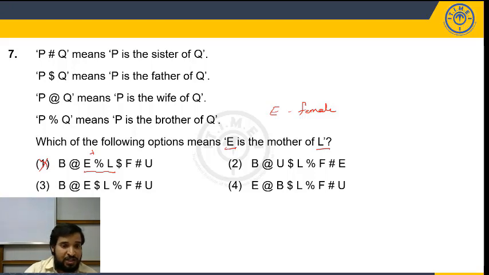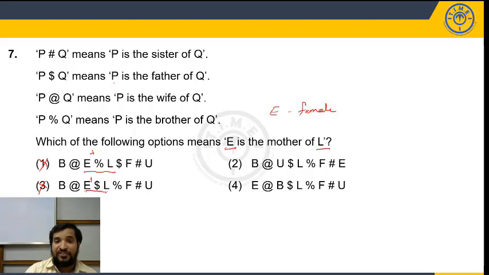In the third option, E dollar L. Dollar means P is the father of Q. That means E is the father of L. Again, in this case, I am getting E as a father, which means he is a male person. But as per the given statement, E should be the mother of L. So I can eliminate choice 3 also. Now, the answer is among choice 2 or 4.